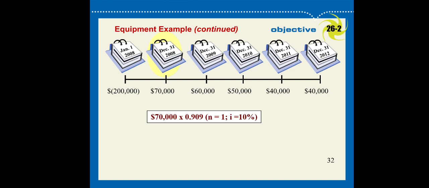So at the end of the first year, $70,000 cash. At the end of the second year, $60,000 cash. At the end of the third year, another $10,000 less cash. So at the end of year 3, $50,000 cash can be generated, and then $40,000. But in year 2012, the amount is the same, $40,000.